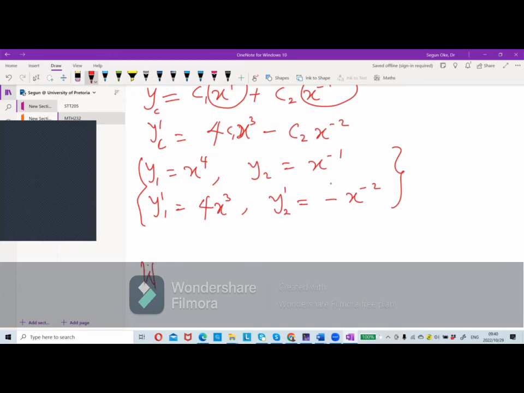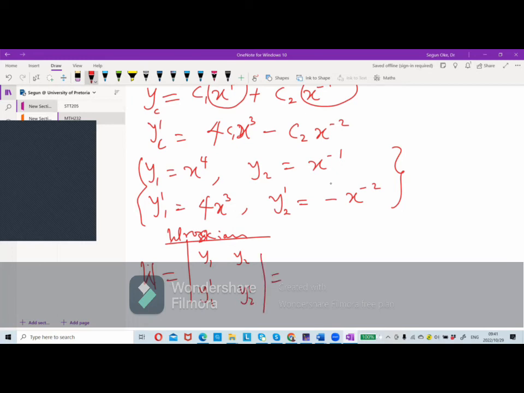We have W. The formula for Wronskian says, Y1, Y2, Y1 prime, Y2 prime. So let's solve it.